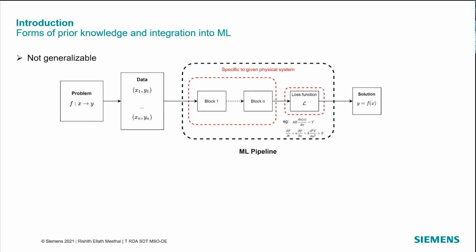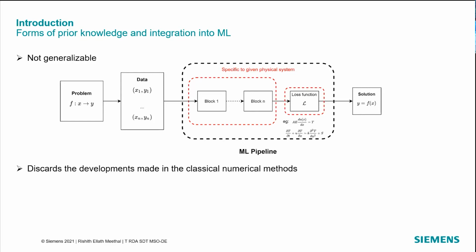One needs to reformulate the loss function every time we change the physical equation. Or if we were using different blocks for different parts of the equation, that time also we need to redesign our machine learning pipeline. So one can say that it is not really generalizable. So it is good to have a generalizable approach.